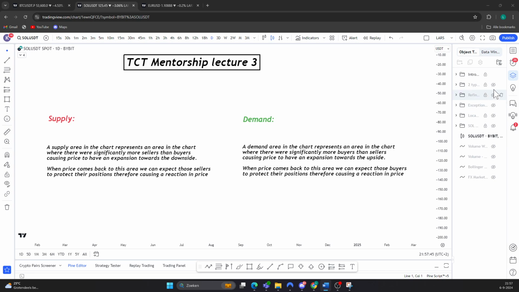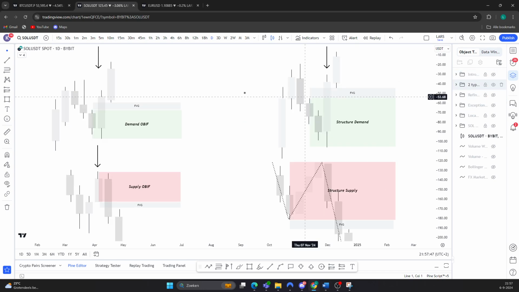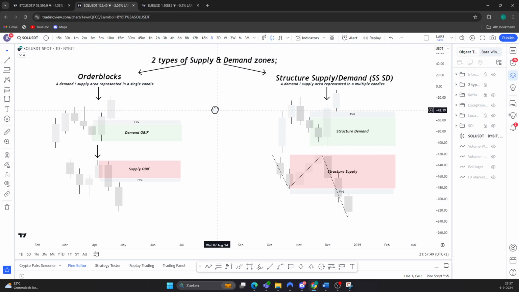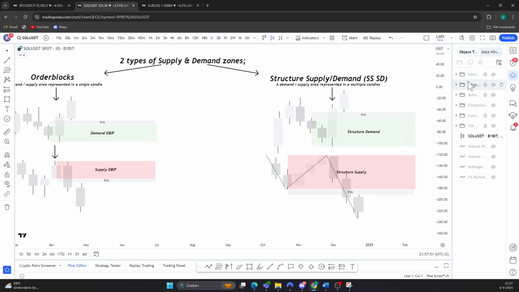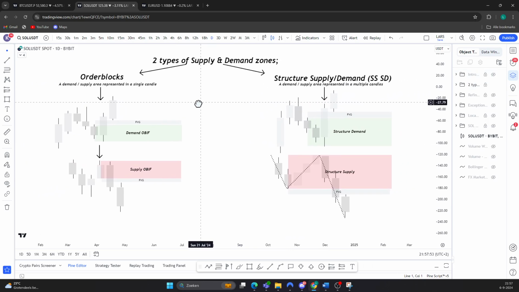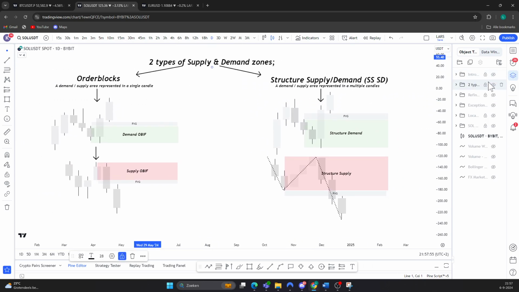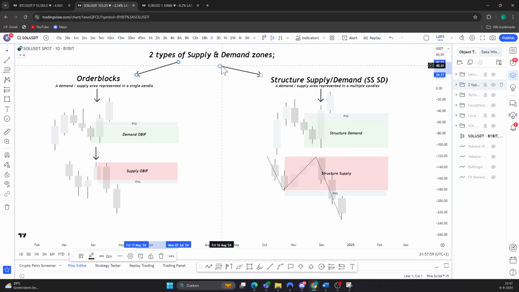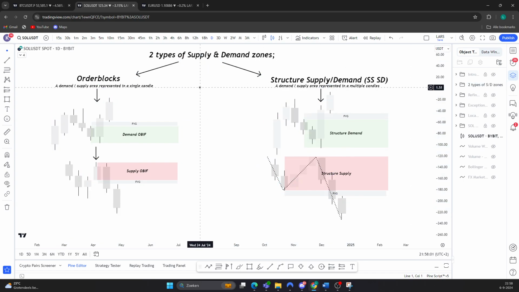So we have two different types of supply and demand zones. What do we have? Let's put this on log. I don't know why it puts it on log every single time. There we go. So we have order blocks and we have structure supply and demand. Let's focus on order blocks first.